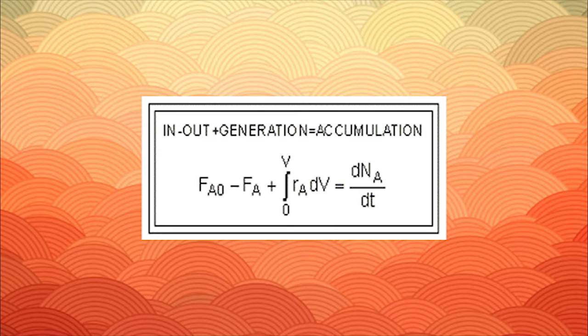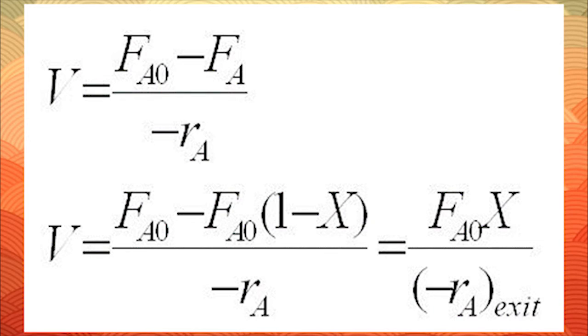The general mole balance equation is given as in minus out plus generation equals accumulation. The formula is denoted as FA0 minus FA plus the integral of rA dV equals dNA/dt. On the other hand, in terms of conversion, the volume is equal to FA0 minus FA over negative rA, and in terms of derivation, we get V equals FA0 X divided by negative rA at the exit.